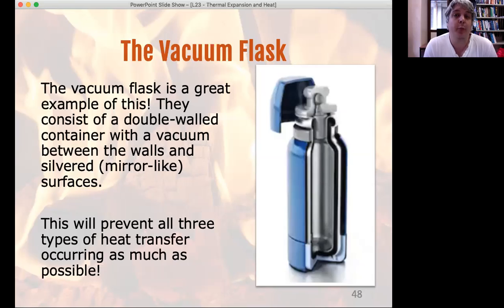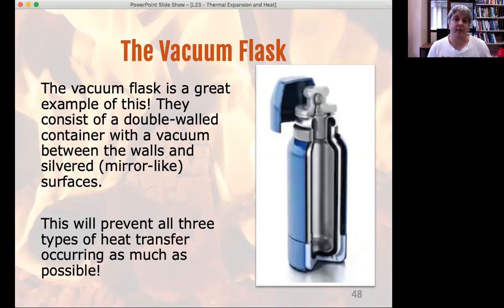Obviously, you still need an opening. You still need a way to get the substance in or out of the flask, otherwise it would be no use. So you still need some kind of stopper, and that stopper obviously is not going to be completely a vacuum. Even if it had a partial vacuum in it, it would still have some solid areas where stuff could get out. So you often make that out of some kind of plastic or insulator in order to prevent that conduction.